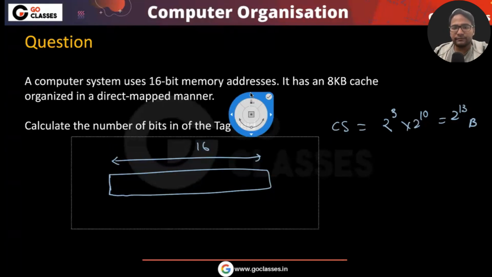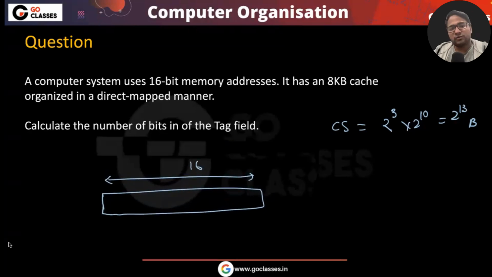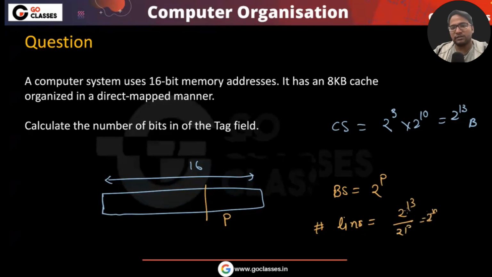Have they given the block size? No, right? In this question, they have not given the block size. See, let's suppose I assume the block size is 2 power p. Then the offset is p bits. And then how many lines will be there? Number of lines is 2 power 13 upon 2 power p, which is 2 power 13 minus p. So the line number is 13 minus p bits. What is the remaining one? I think 3, right? Which is tag. And that's what they're asking, isn't it?